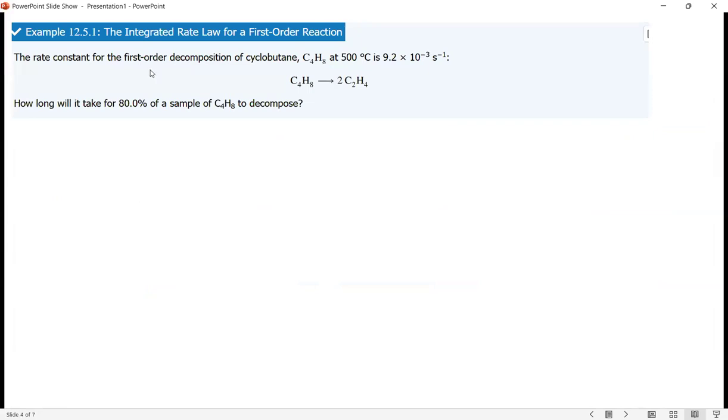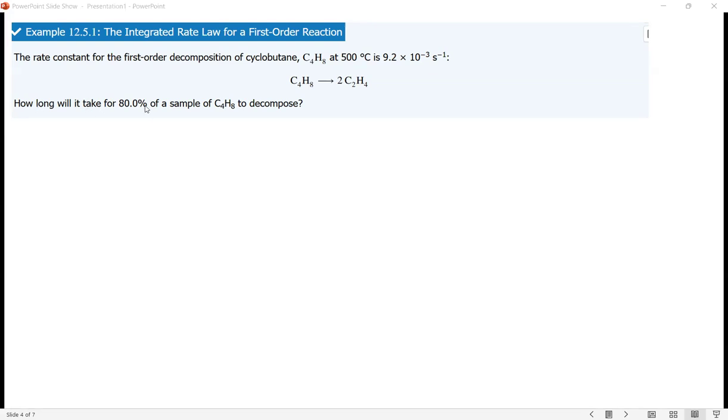The rate constant for the first order decomposition of cyclobutane at 500 C is this. This 500 C isn't useful in the calculation. It's just defining that the rate constant is dependent on temperature, and that's what the Arrhenius equation relates, similar to the Clausius-Clapeyron. That's why it's always specified. At that temperature, this is the rate. If we cool it down, it slows down. If we heat it up, it goes faster. So we always have to dictate it, but you don't use that number in the calculation.